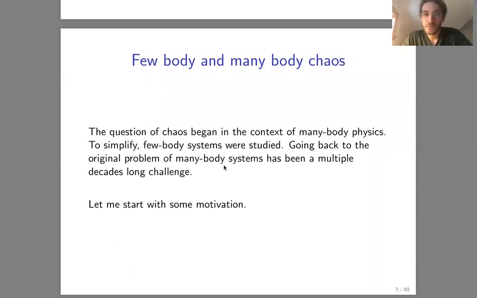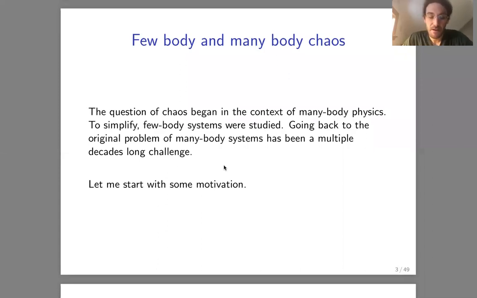Okay. So it's slightly interesting that even though we think of chaos as that picture, the questions of chaos, in fact, began in the context of many body physics, classical physics, but many body. And this few body chaos, which is what is sort of ingrained in our heads, was studied as a simplification. That was done to simplify the problem, and then it turned out that the questions are interesting just in the few body context, and then going back to the original many body problems that motivate even classical systems.